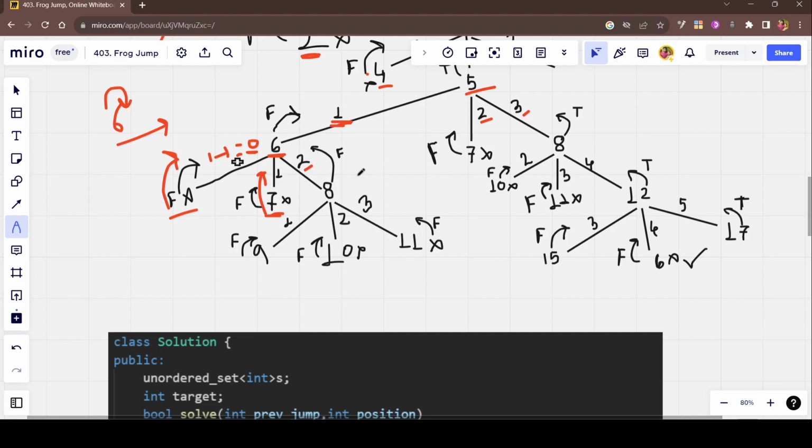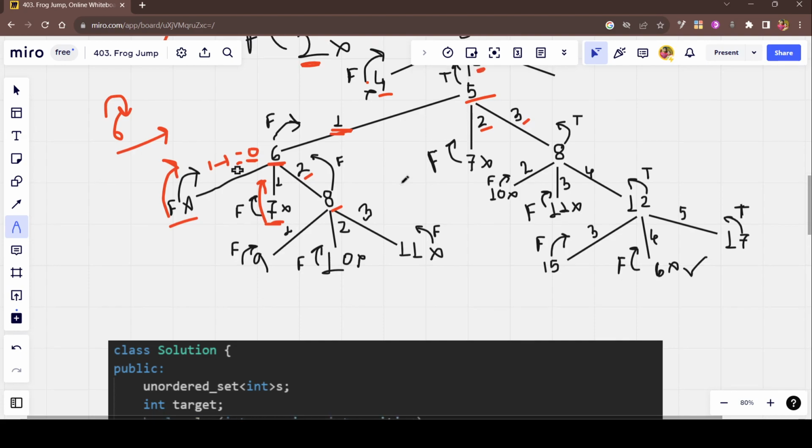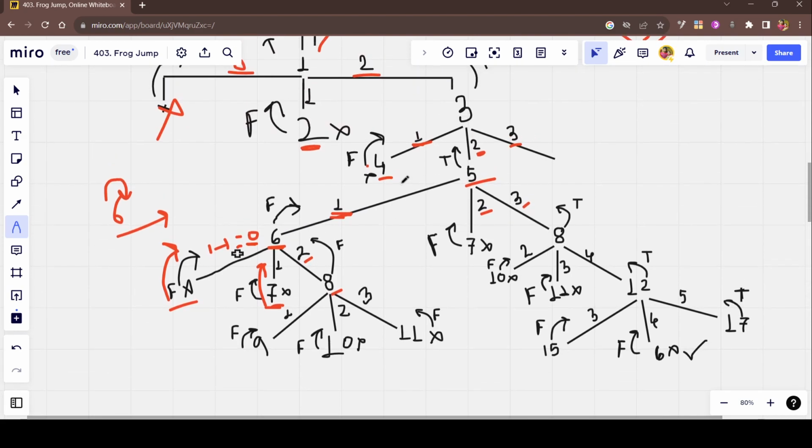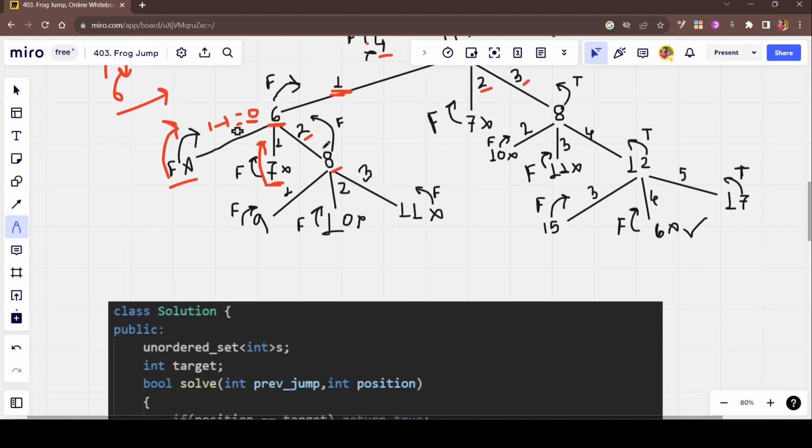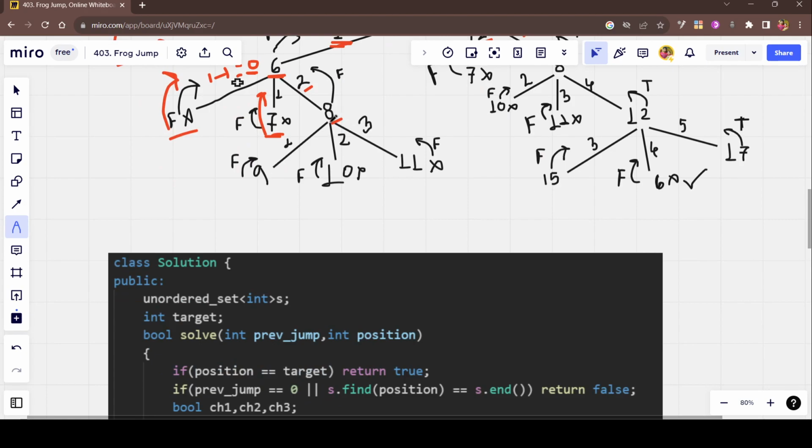Now 1 plus 1, 2. I can take a 2 unit jump. 2 plus 6, I am now on the 8th position. Is there a stone or not? From the vector, or from the storage, I can say yes. In the 8th position, I have a stone. So go through it. Now, previously I have taken a jump of 2. Now what are my choices? 2 minus 1, which is 1, 2, and 2 plus 1, which is 3.